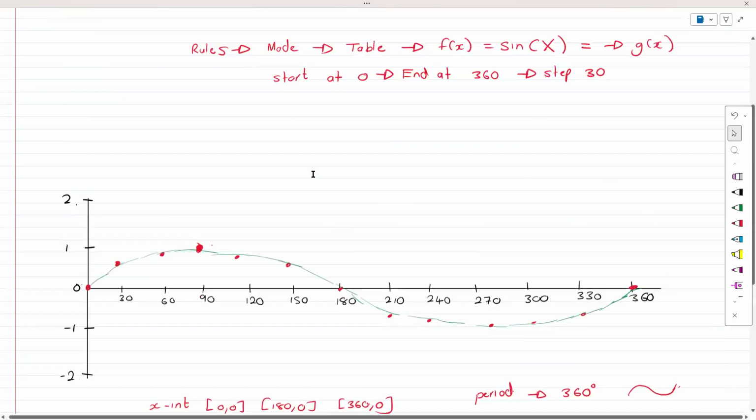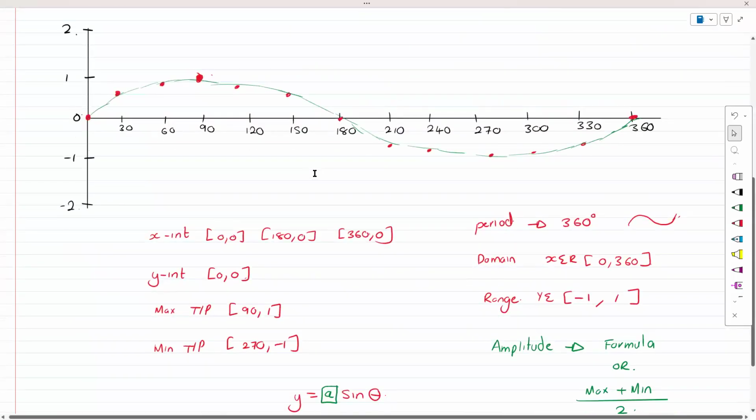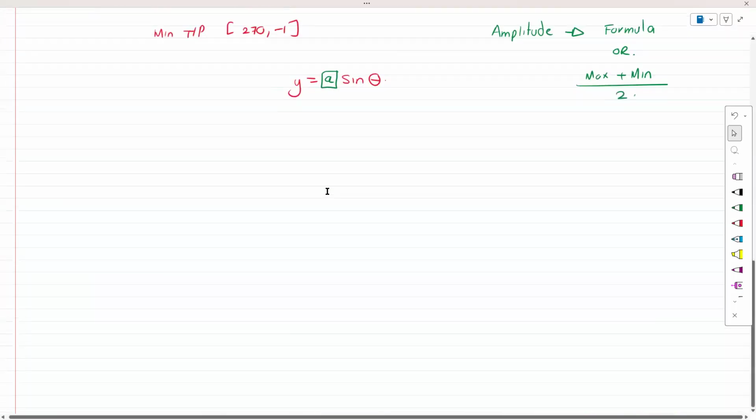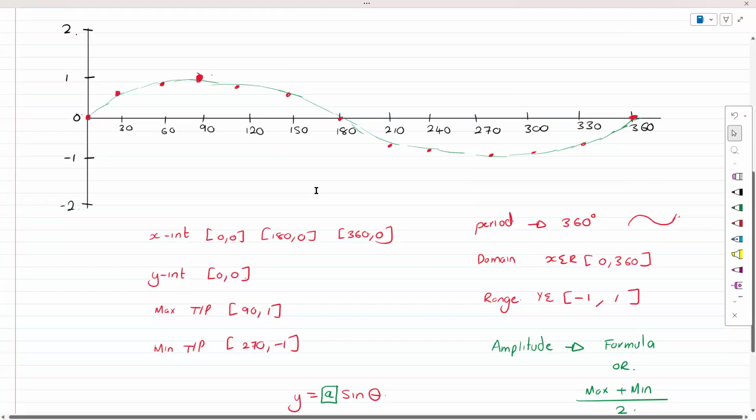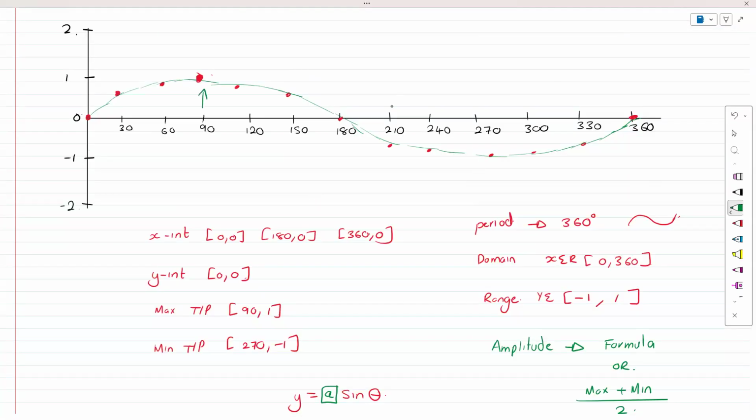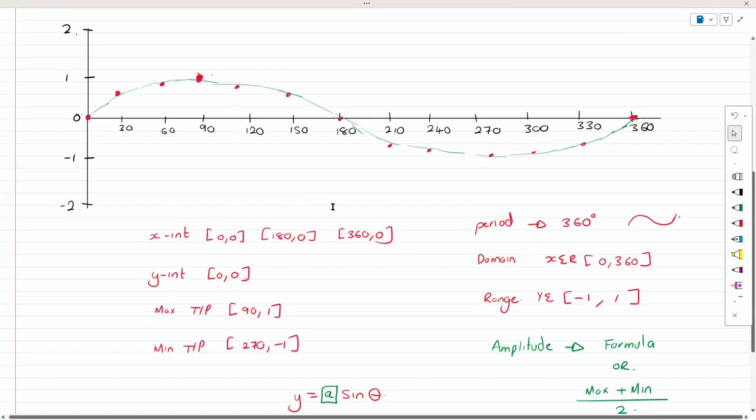Let's look at this. The max is 1 above the x. The min is 1 below the x. So 1 plus 1 divided by 2 equals 1. And it does make sense because this part that's here, this is the amplitude. But it's not always divided by the x line. Sometimes the graph is shifted up and down, so this would be the max part that there is.